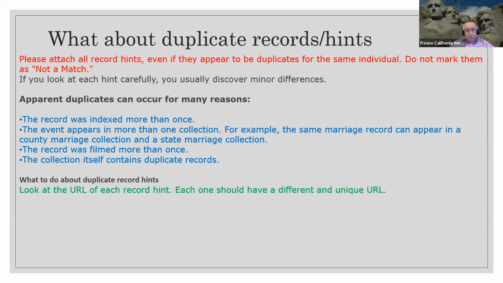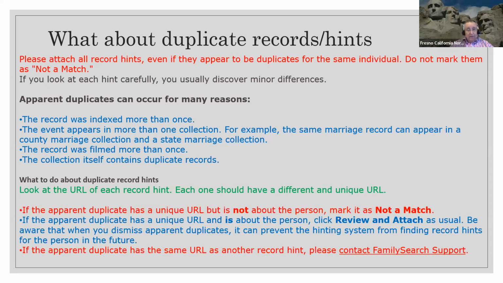And so what do you do about a duplicate hint? Well, look at the URLs on the hints. Each one should have a different and unique URL. They usually have a little section that kind of looks like a person's ID, and those will change for every source. So if you look for just that one part, you'll be able to tell if they're the same exact record or two different records.